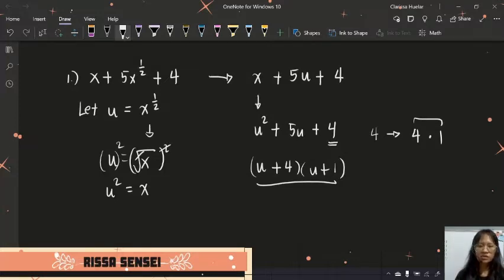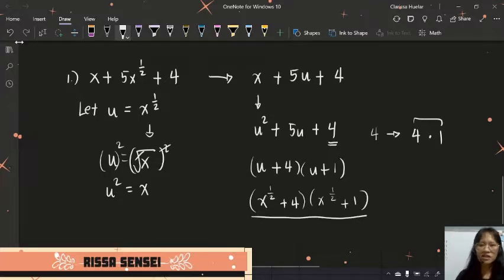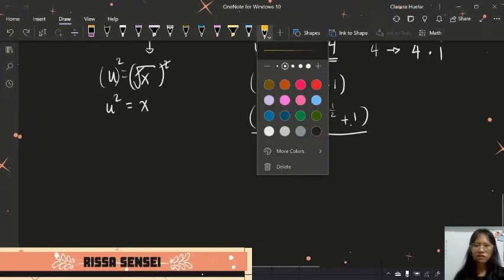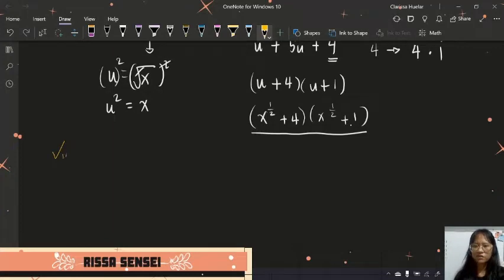So, u is equal to x raised to 1 half. So, I have to change this into x raised to 1 half plus 4 and x raised to 1 half plus 1. If you want to verify your answer, you can multiply these two. So, let's check if our answer is correct by multiplying. Let's use the FOIL method. You can also use other methods.